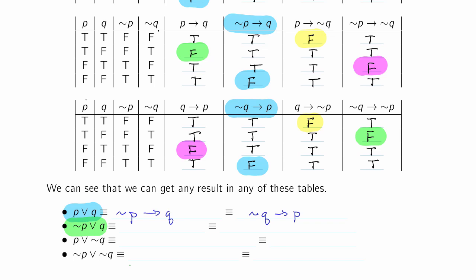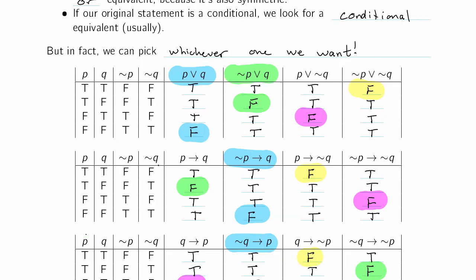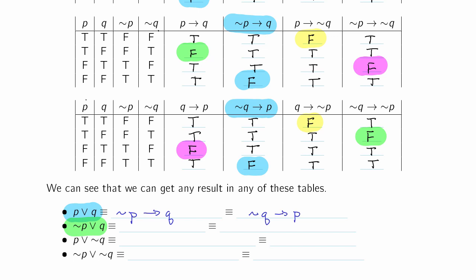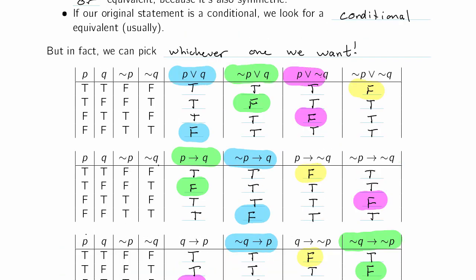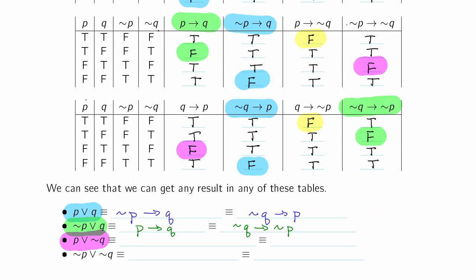Not P or Q, that's that second column in our OR truth table. That's equivalent to if P then Q, which is in the second truth table. And it's equivalent to, in the third truth table, not Q, then not P. P or not Q, that's this third column in the first truth table. That's equivalent to not P, then not Q, which is equivalent to if Q, then P.